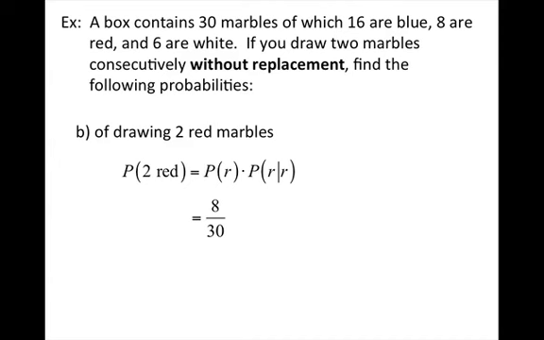Now I reach in and I draw a red marble and I keep it out of the box. When I reach in for the second draw, my options have changed. Instead of having 8 red marbles, I only have 7. And instead of having 30 marbles total, I only have 29. So if I multiply these, the probability of drawing 2 red marbles is 28 out of 435.